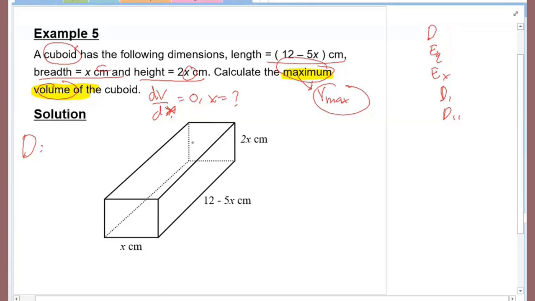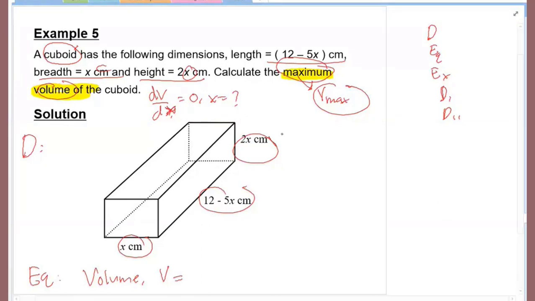So D is draw, same like this cuboid. Okay, and then relate the EQ. EQ is the equation for volume. Equation of volume for a cuboid. What is it? This one times this, right? All in variable x. That's why they don't give more info. Everything in a single variable. Okay, done. This is the diagram, settle.